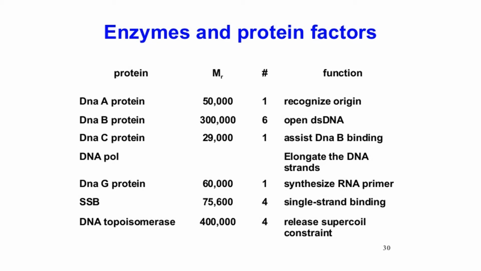Then comes the DNA polymerase. Here there are 2 or 3 kinds of polymerases. Their main function is to elongate the DNA strand, which occurs by the addition of new nucleotides to the existing DNA strand. Then comes the DnaG protein, in fifth position in the list. Its main function is to synthesize the RNA primer. The RNA primer, which is required for the synthesis of the new strand, is provided by DnaG protein.